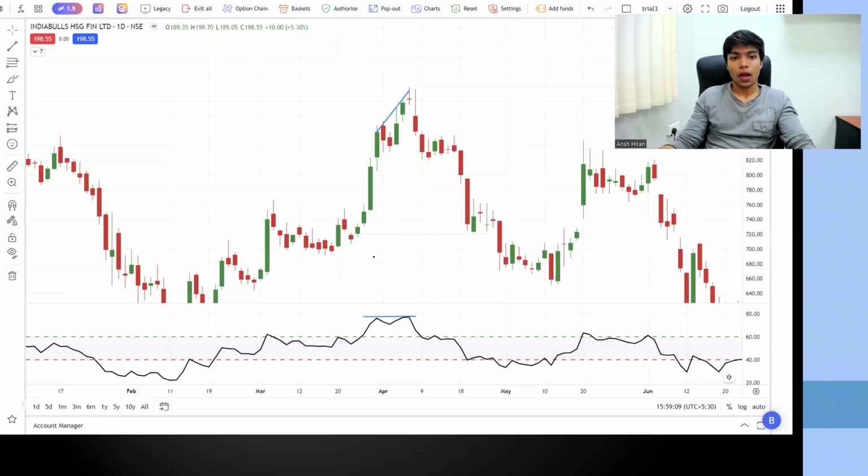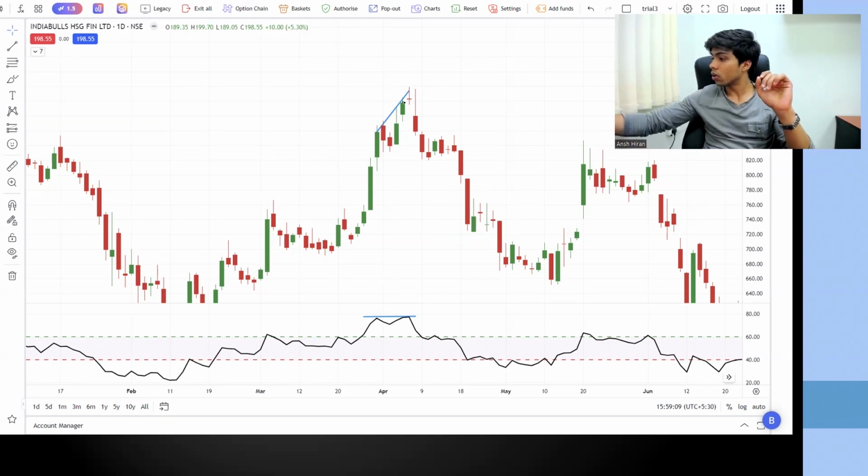Look at this. Now, how will you identify this? The most simple way of identifying this is if there is a difference in the highest point of the market and highest point of RSI, there is a divergence. Look at this. The highest point of market is here. Closing basis pay, okay? Closing basis pay. Just give me 1 second.